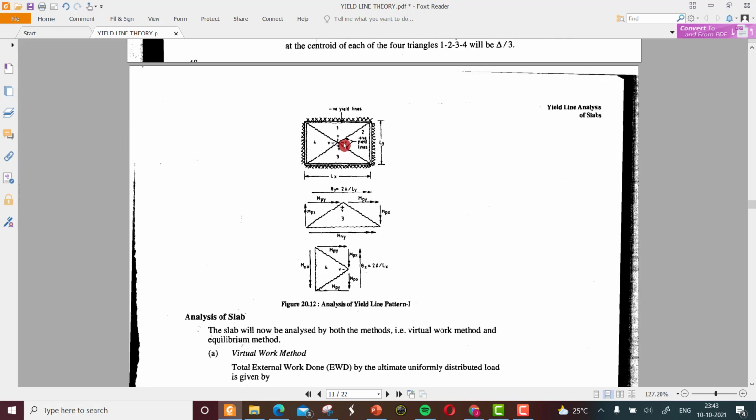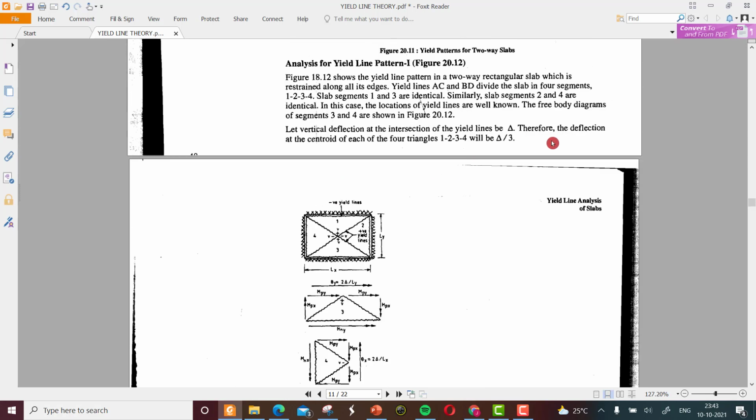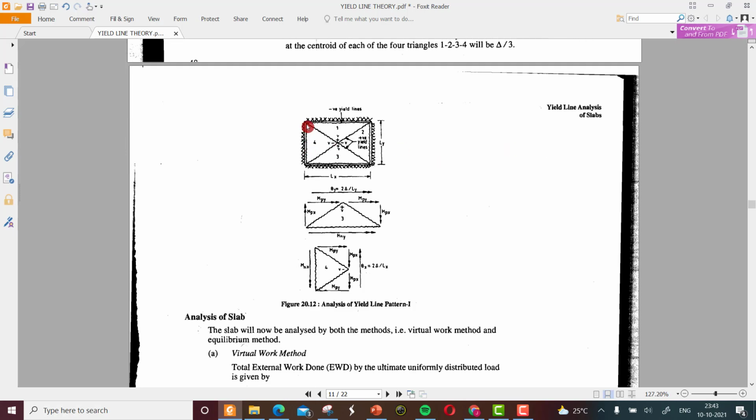Then the other important thing is to let the vertical deflection at the intersection of the lines be delta. So at this point, the total vertical deflection will be delta, and therefore the deflection at the centroid of each triangle will be delta by 3. We are dividing this into triangles, and at the centroid the deflection will be one third of the deflection at the midpoint, so it will be delta by 3.